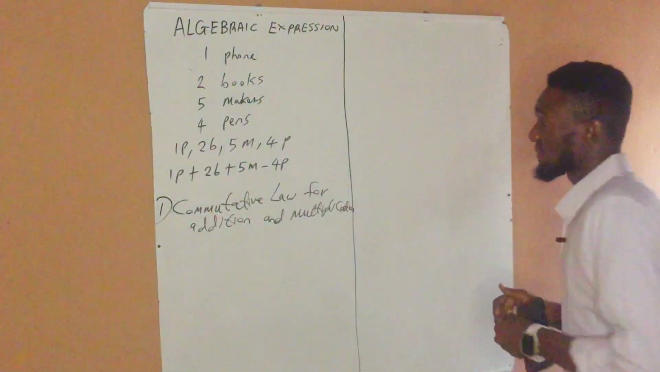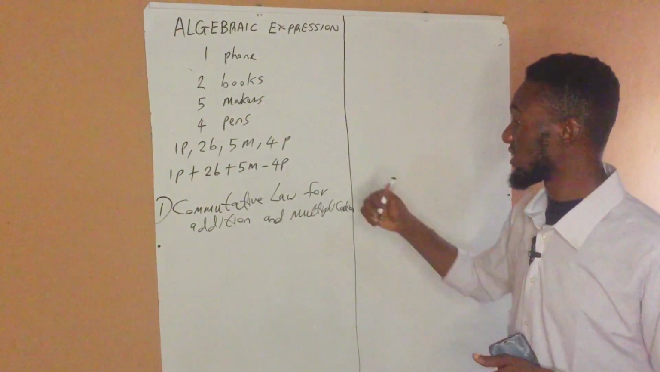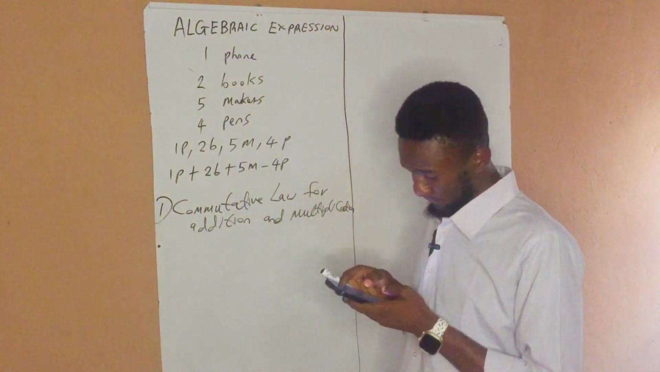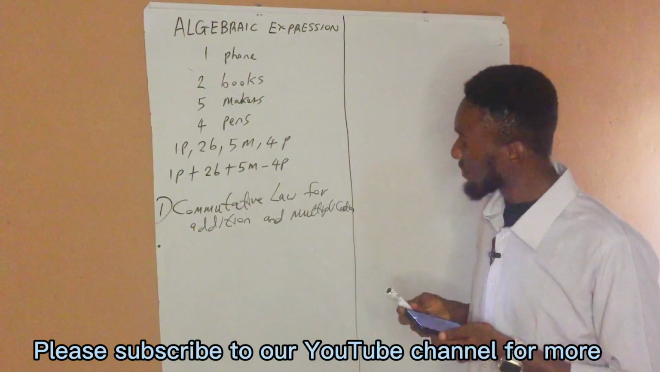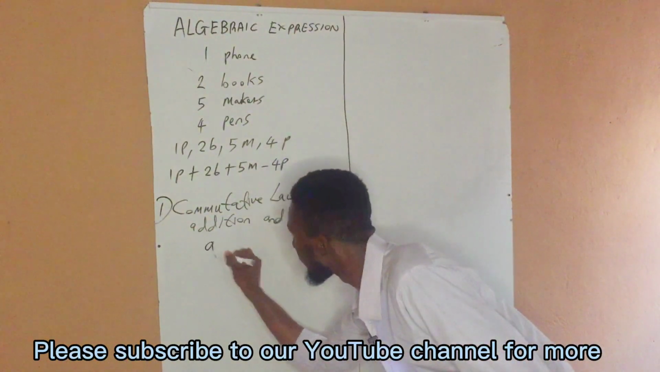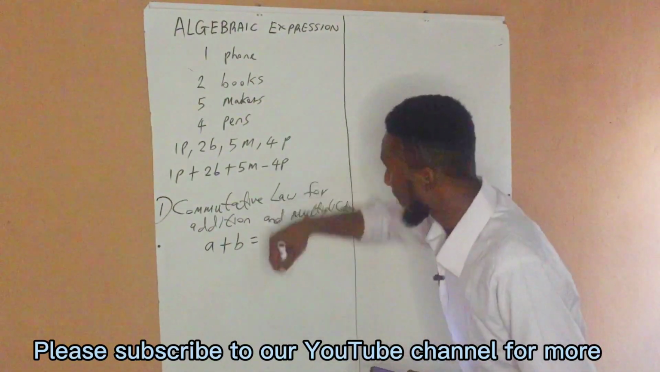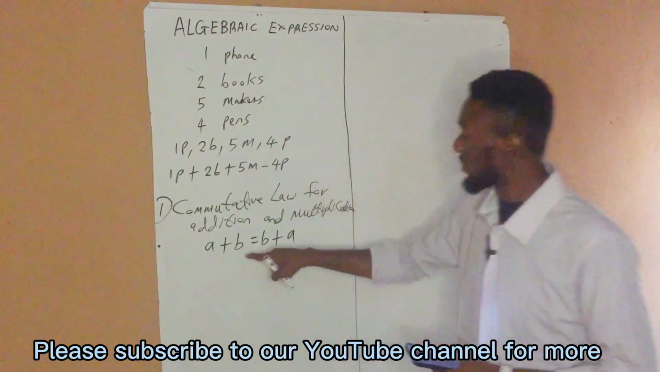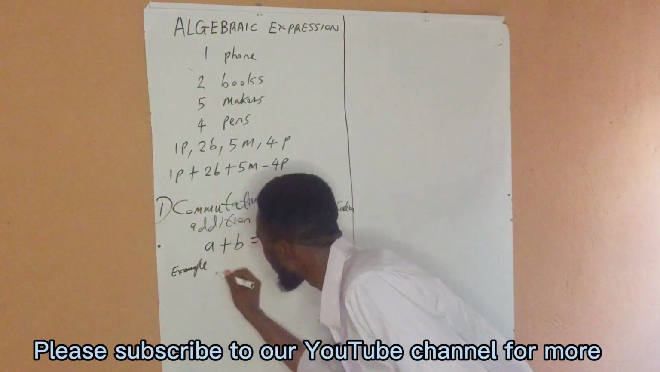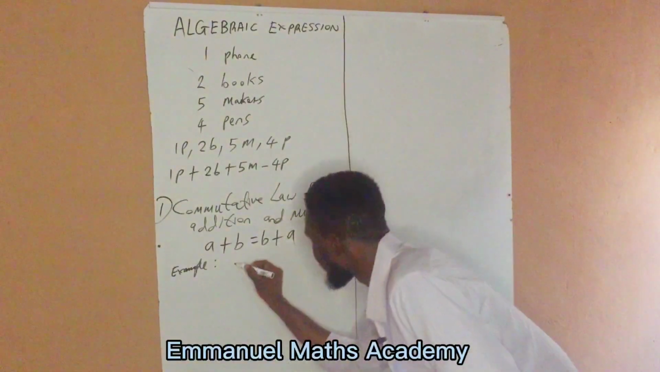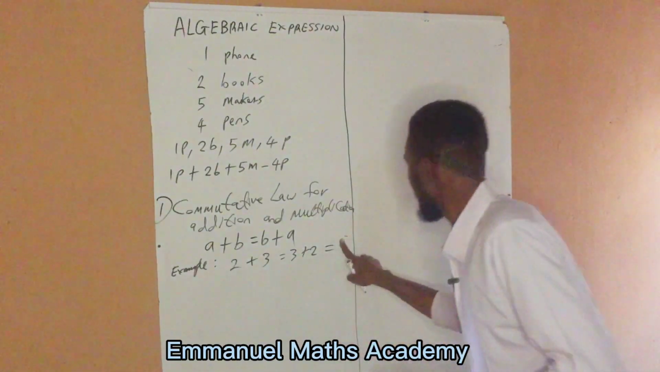This law is simply saying that two numbers can be added and multiplied in any order and it will not affect the result. Look at the way it's written here. So it means that when you have A and you're adding it with B, and you decide to change this to a different order, which means B plus A, this will not affect the result. For example, let's take 2 plus 3. If you decide to change it to 3 plus 2, it will still give you the same thing, which is 5. I mean 5, not 6.